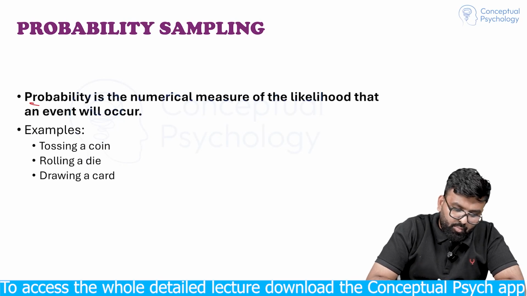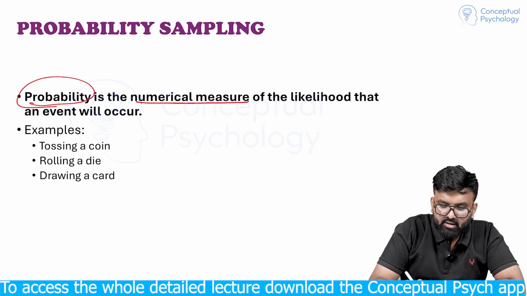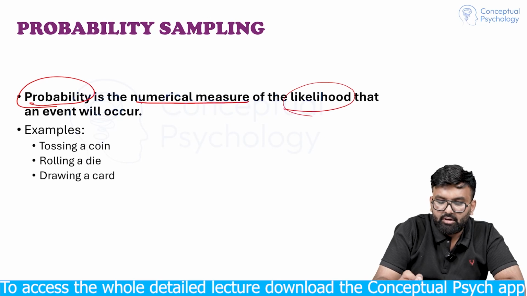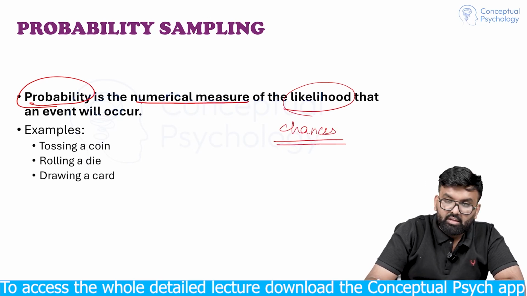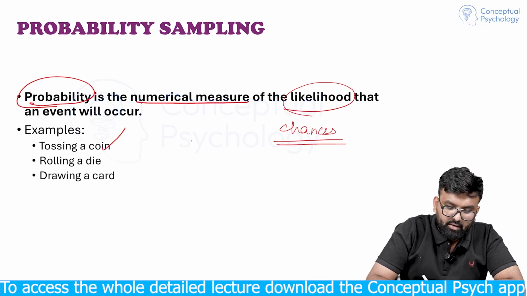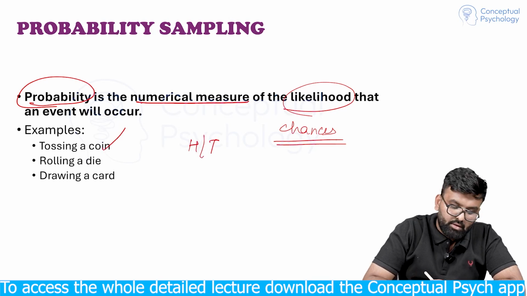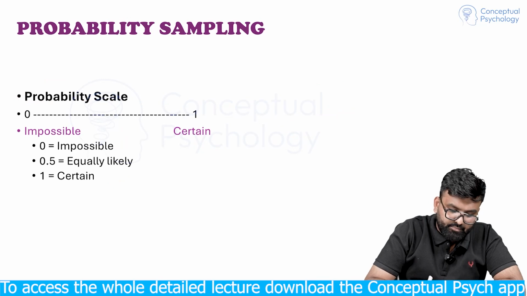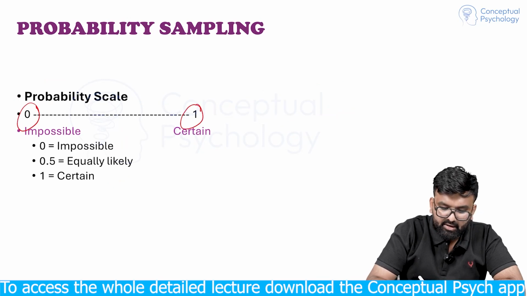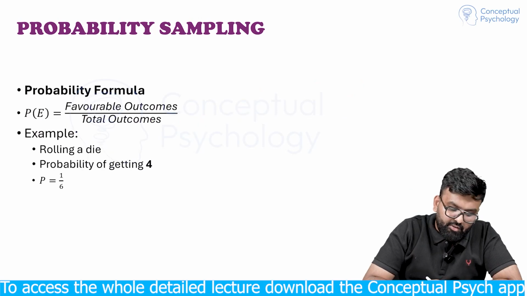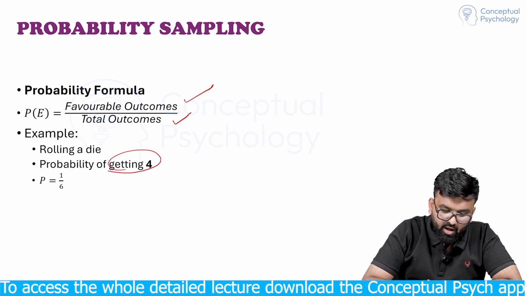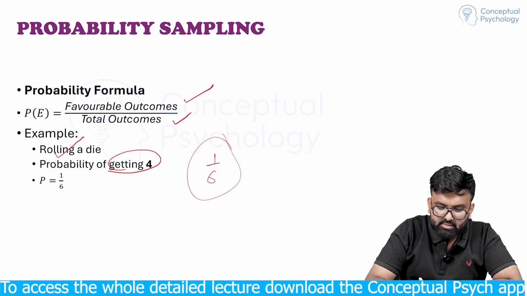हमने देखा कि probability क्या होता है. Probability is a numerical value और numerical measure जो हमें likelihood बताता है कि कितने chances हैं, ठीक है, that an event will occur. Example, tossing a coin, head आएगा या tails आएगा, rolling a die and drawing a card. Probability impossible से certain, that is 0 to 1 होती है, या तो event is impossible or it is very certain that it will happen. So probability formula is favorable outcomes upon total outcomes. The probability of getting a 4 after rolling a die is 1 by 6.